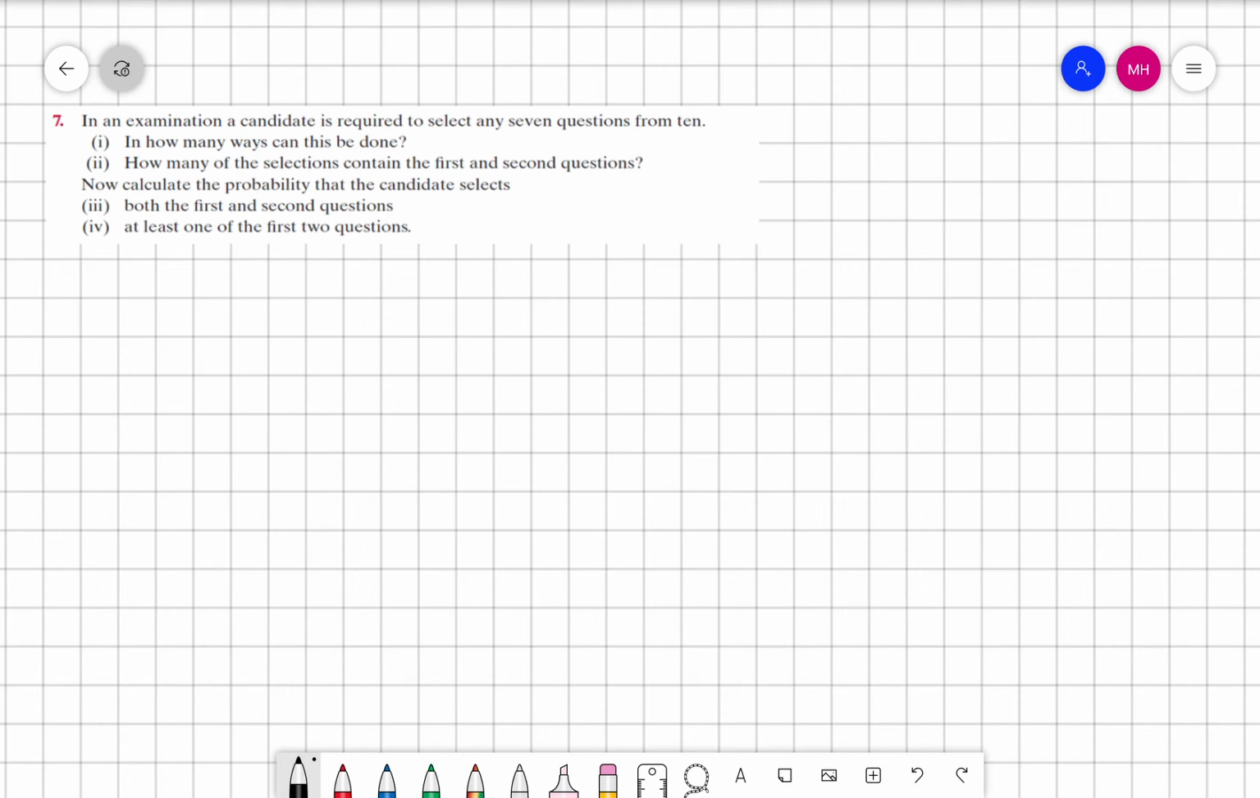Okay, question 7. In the examination, a candidate is required to select any 7 questions from 10. So the first part of this is fairly straightforward. How do you select 7 out of 10? You're using your calculator and your 10C7 button, and you do that, and you get 120. So there's 120 ways that you can select 7 from 10.